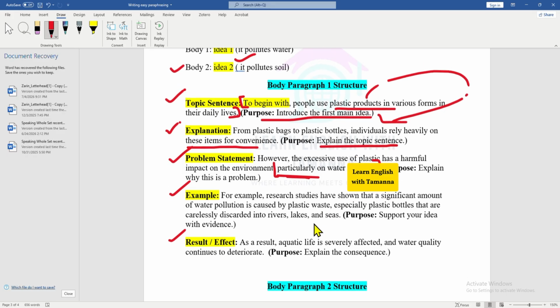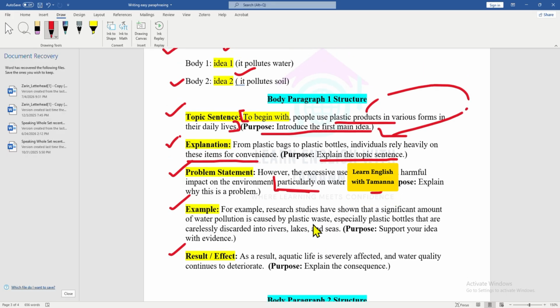Okay. Now I added an example. It's very important to add an example. You have to add at least one example for your body paragraph 1. If you add two examples, that is also fine. There's no issue. I would say it's very good to add two examples if you have them.